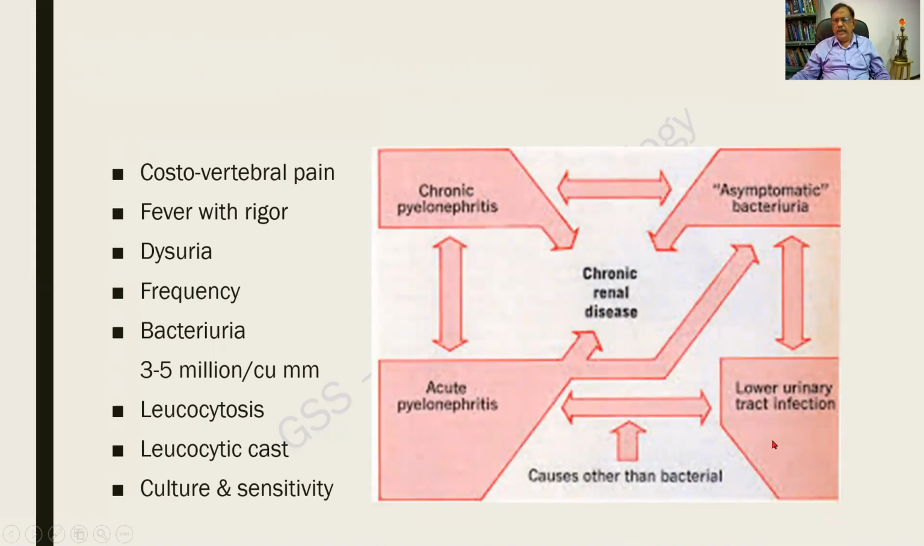This is what I was explaining initially. There is an acute pyelonephritis, chronic pyelonephritis. You find that one can lead to the other. And similarly, it can be asymptomatic or there can be associated lower urinary tract infection. All of these are interconnected. Asymptomatic, it can be a chronic renal disease. Finally, if it is totally untreated, it can lead to a chronic renal disease and a renal failure. So this particular flow diagram is for a concept. It is not for memorizing.